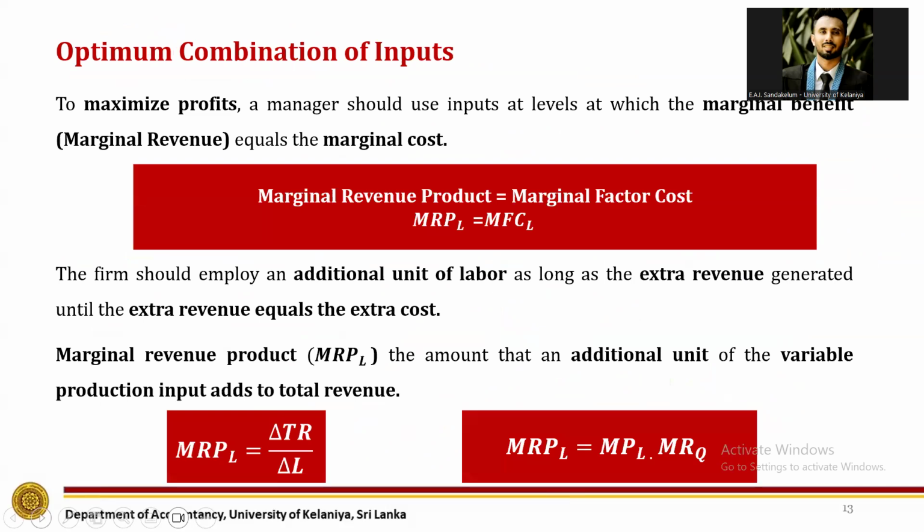Now we are in the calculation. That means the optimum combination of inputs. Optimum combination of inputs. Combination means what? Combination means we are going to mix. We need two. So what are those two? We are going to mix the inputs. Inputs become K and L. Now we are going to mix our capital and the labor together. Combination.